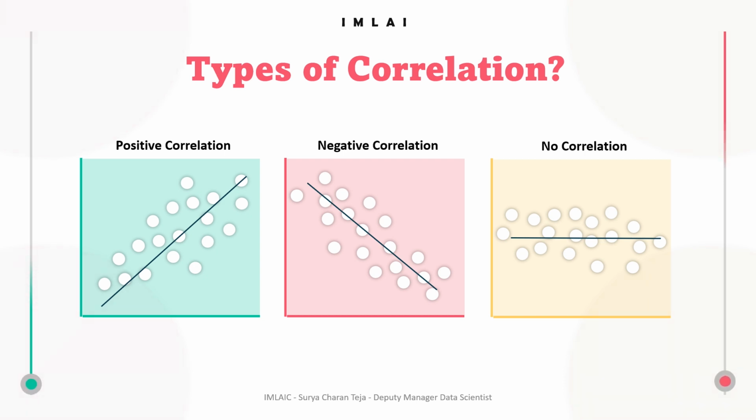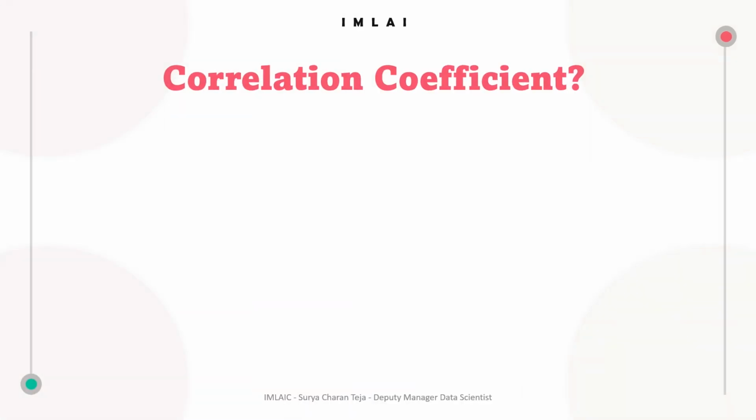Now, how do you measure the correlation? Do you have anything such? Because we measure the length, we measure the weight, we measure area, we measure the pressure, we measure the force, we measure the temperature. So we need to have a measurement to measure the correlation, correct? Yes, that's what we call the correlation coefficient.